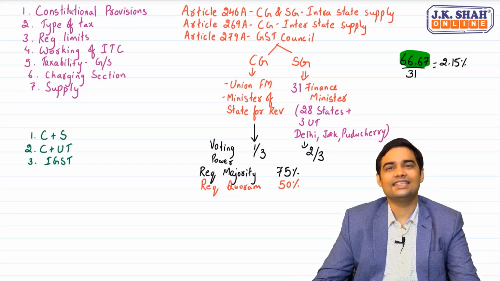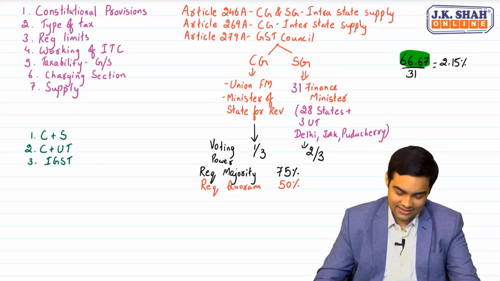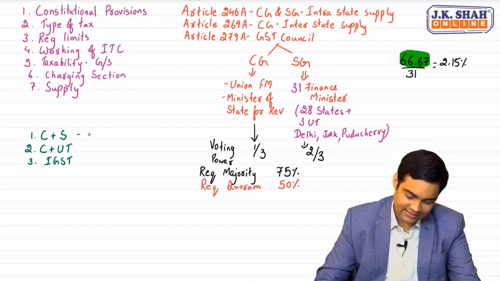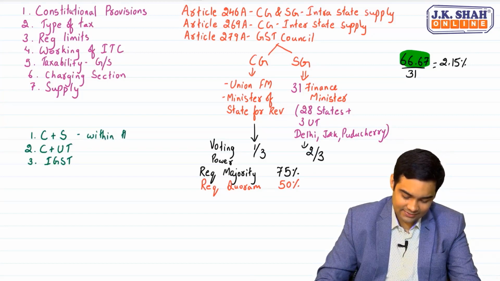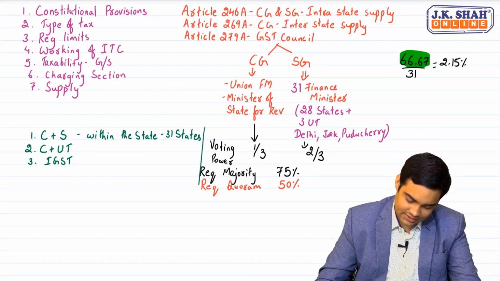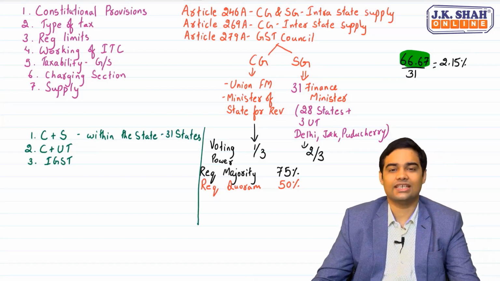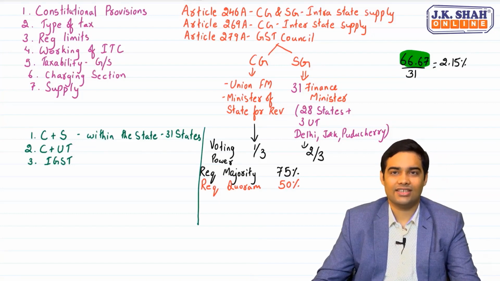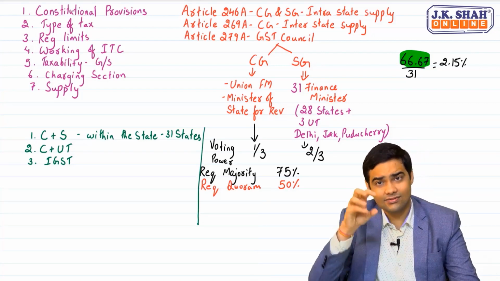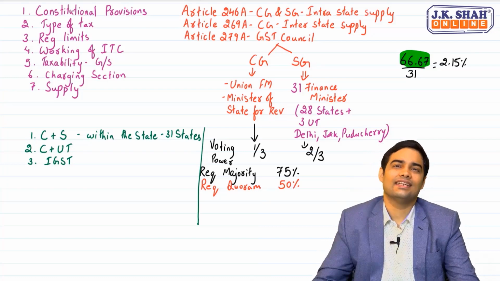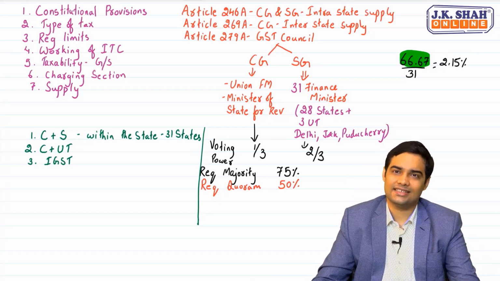When is CGST plus SGST charged? When there is an intra-state supply, that is a transaction within the state, and within those 31 states. How did we get 31? We just discussed that for the purpose of GST, there would be 31 states. So if the transaction is within a state, then we will charge CGST plus SGST.